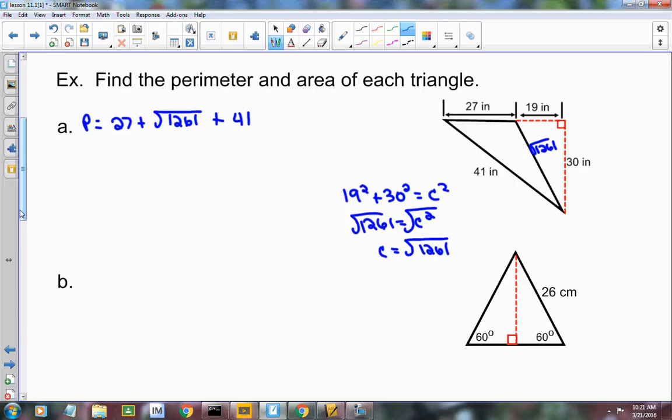Now, when I plug this into my calculator, make sure that you separate yourself from that radical. Use a parenthesis or arrow over to get out from underneath the radical. You don't want to add 41 to what's under the radical, okay? So I get 27 plus radical 1261 plus 41, and I end up with 103.5 inches for my perimeter.